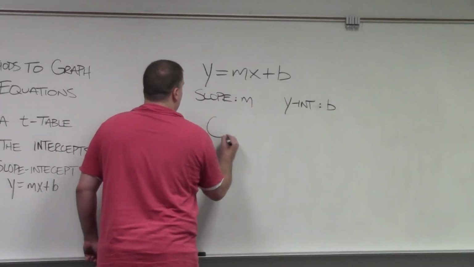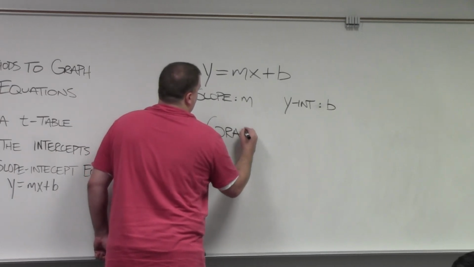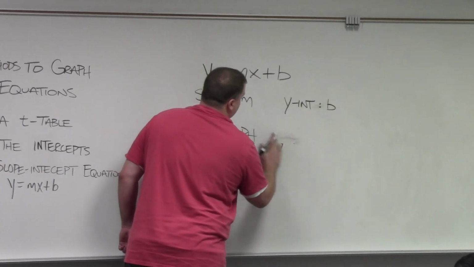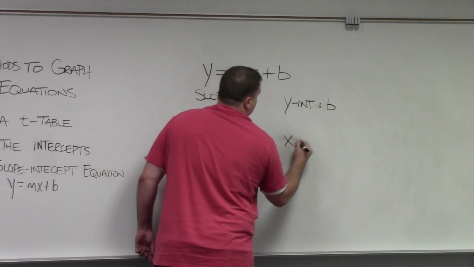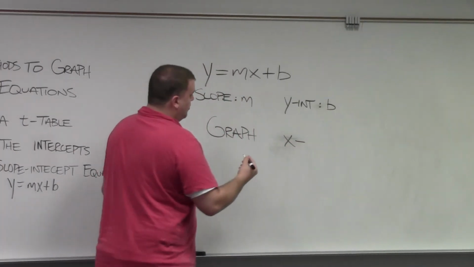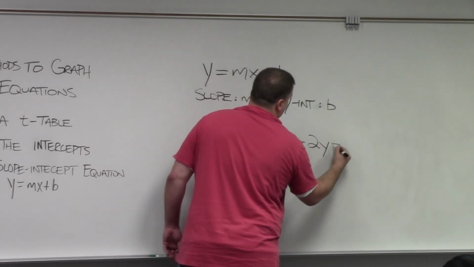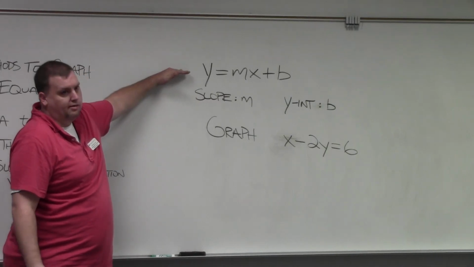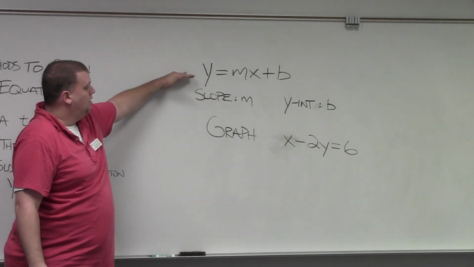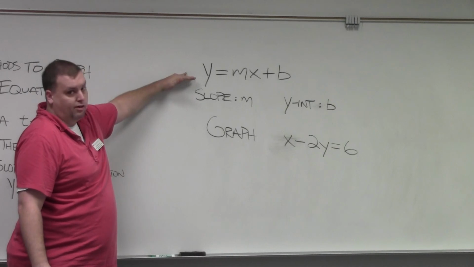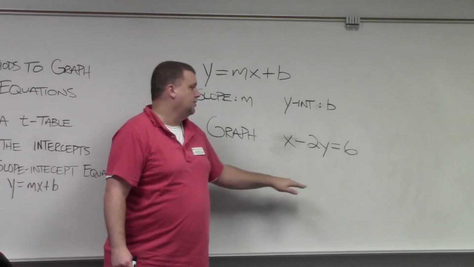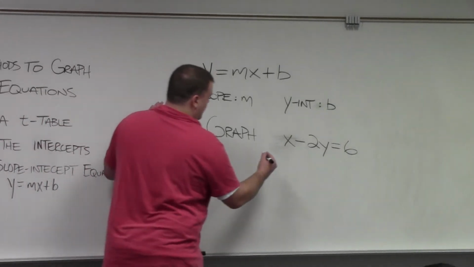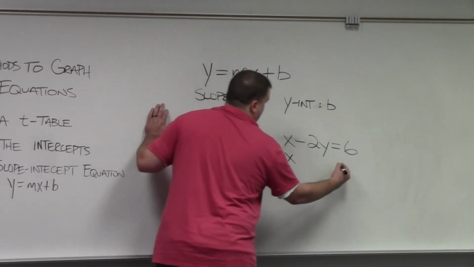So, our first equation: x minus 2y equals 6. Is it in this form? No. So we have to rearrange it a little bit. Always move the x piece first. If I move the x over to the right, what do I have to do? Make it a negative x. Alright, I subtract x.